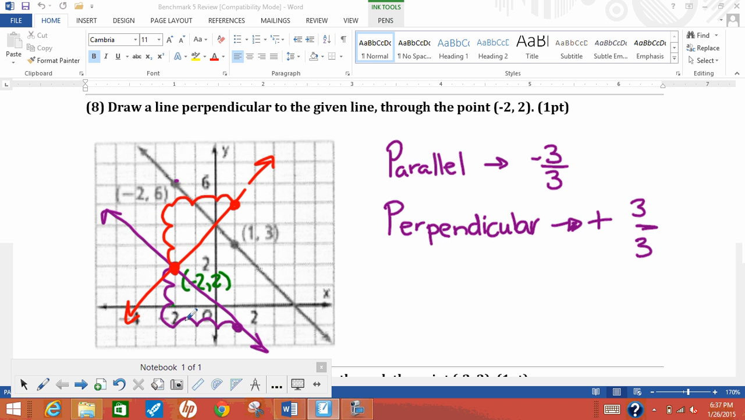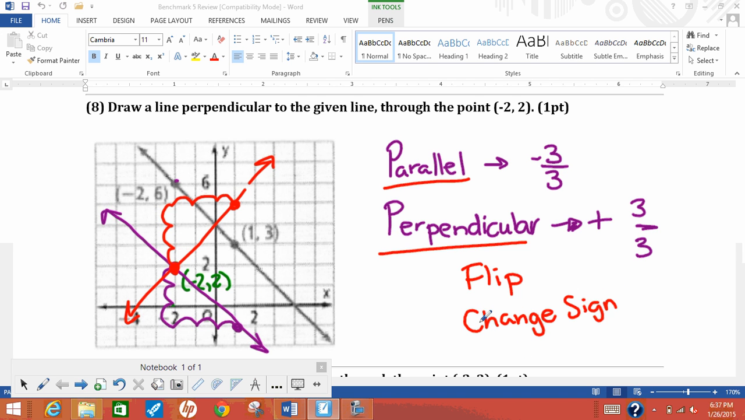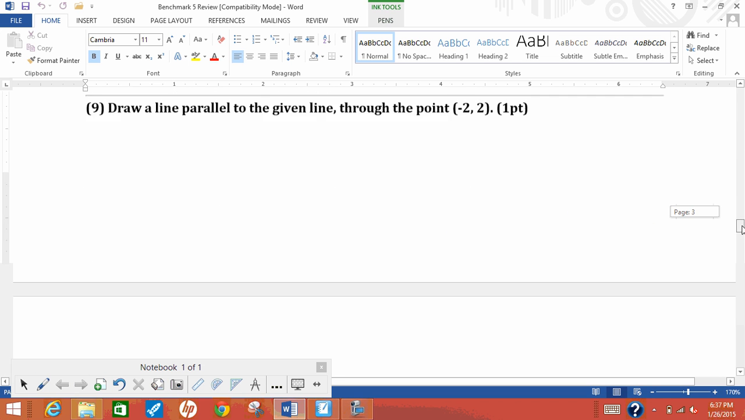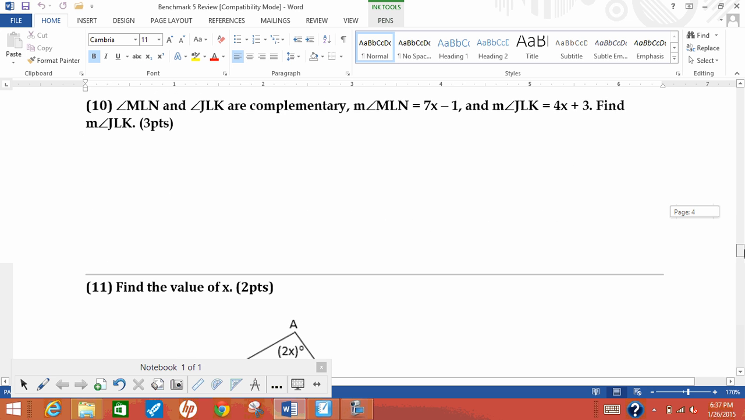So questions 8 and 9 are all about slope. You have to find the slope of the line you're given, and then you have to know that parallel lines have the same slope. For perpendicular lines, you flip the fraction and change the sign. We can skip 9 since we just did it, and go right on to 10.